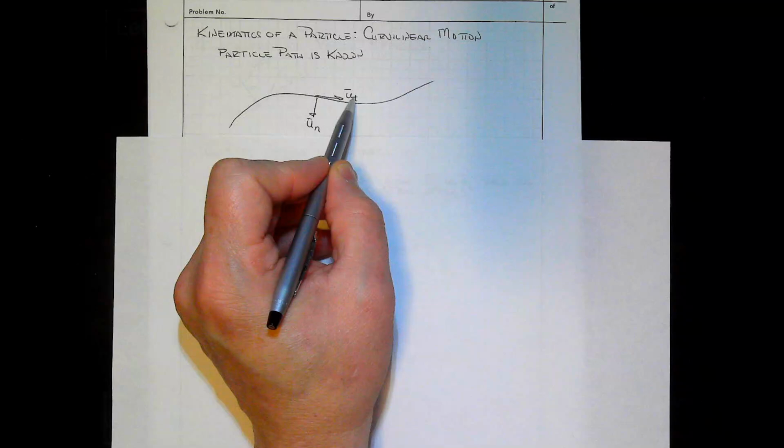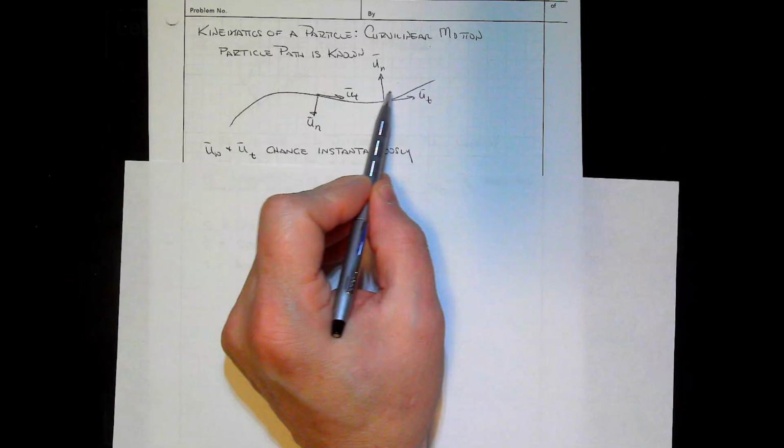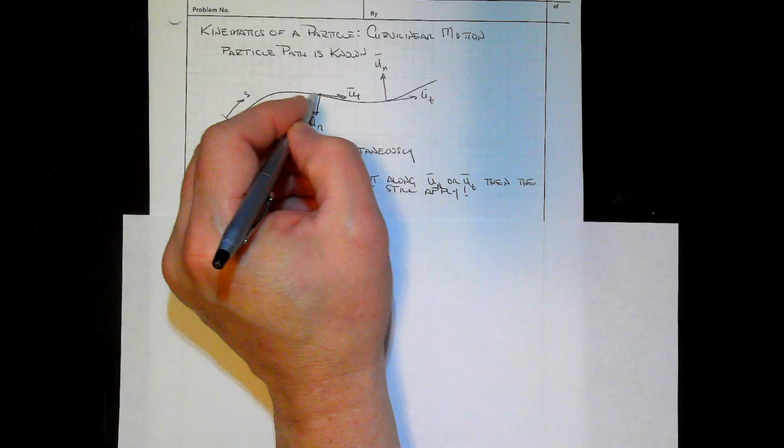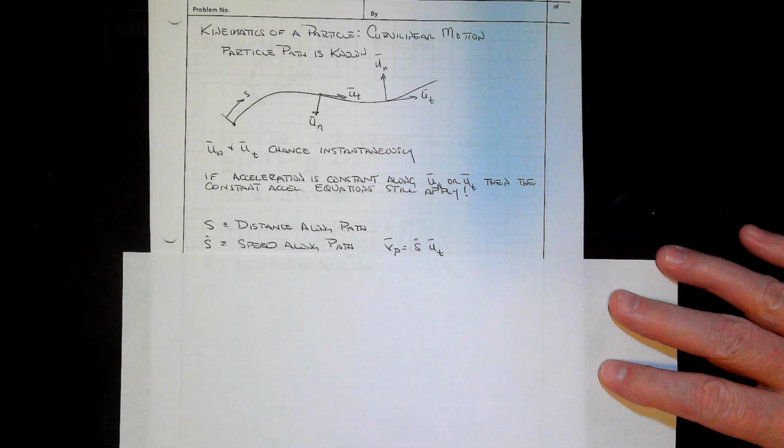Oftentimes the path of something is very well known. For example, if you're going down a ski hill, and assuming you don't take a jump, you know that you're going to follow the exact surface of the mountain as you go down. Or if you're walking along a street, the path of the street is known. So we're going to look at situations where the path is known a priori. We have a particle moving along a known path.